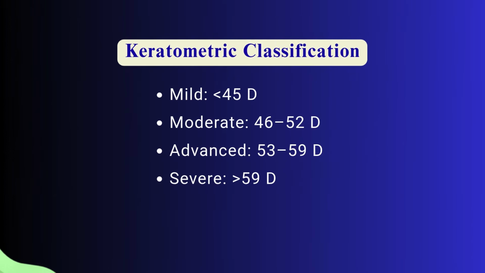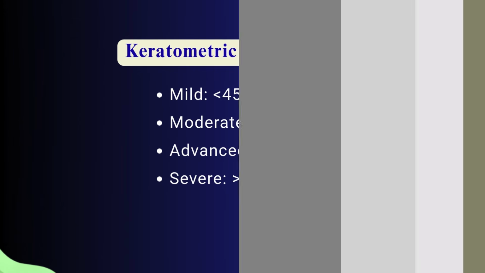Another classification is based on the central K values, where mild keratoconus is less than 45 diopters, moderate is 46 to 52 diopters, advanced is 53 to 59 diopters, and severe is more than 59 diopters. So, mild cases might be managed with simpler contact lenses, while moderate to severe ones usually need advanced options.